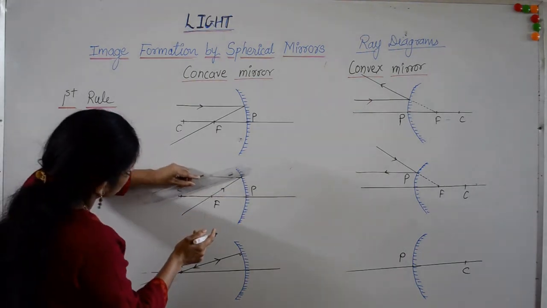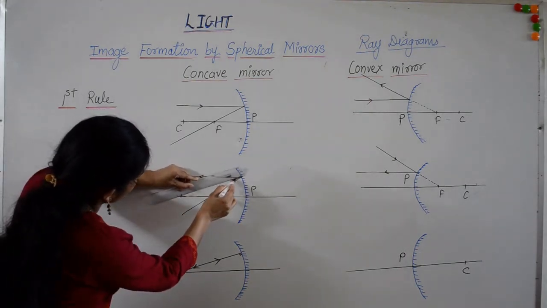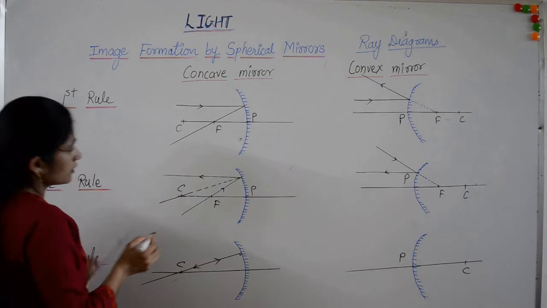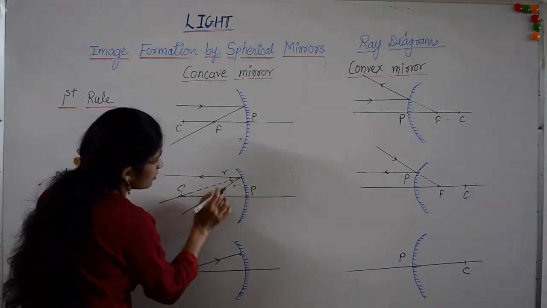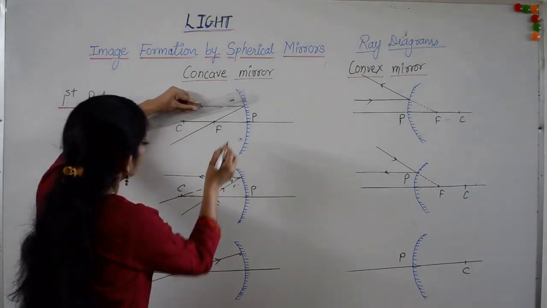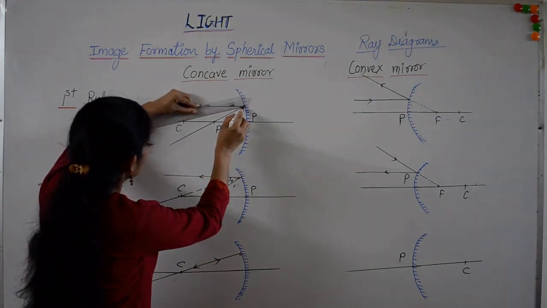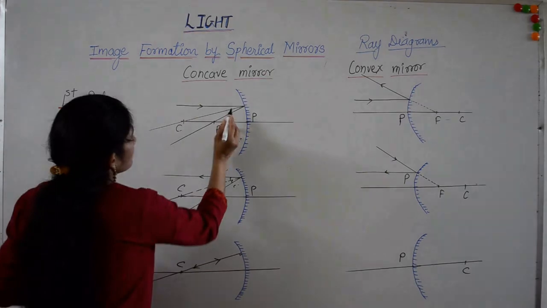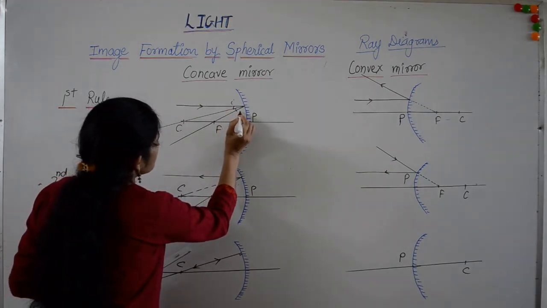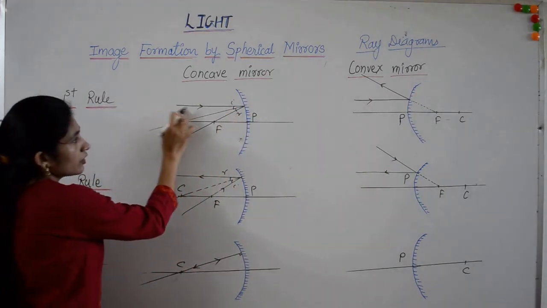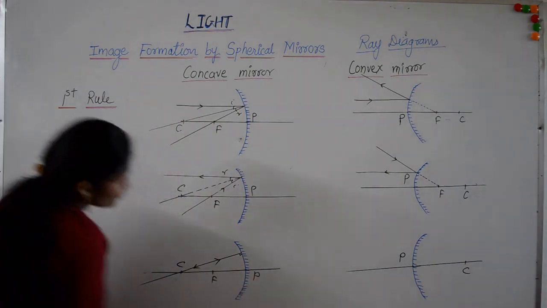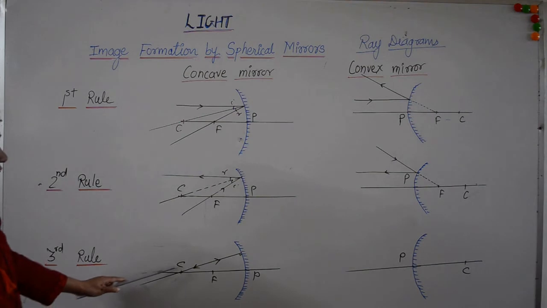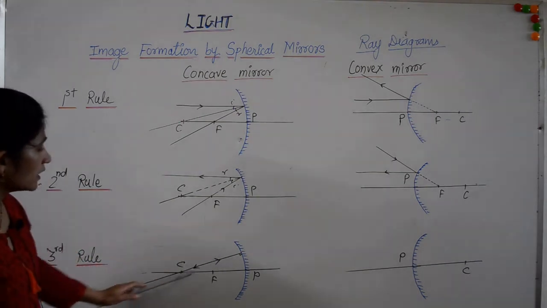See here, you can draw a normal which passes through the center of curvature. Then this would be the angle of incidence and this is the angle of reflection, because we have taken this as the incident ray. This is the third rule. When the incident ray passes through the center of curvature, then the reflected ray traces the same path.